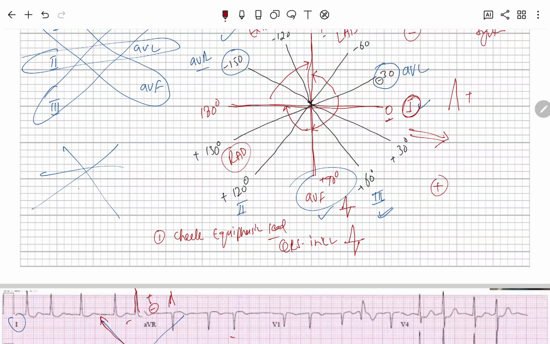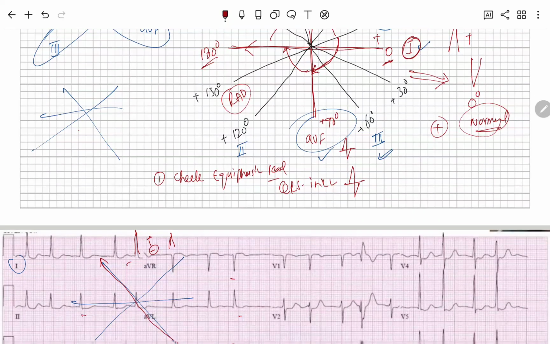If it was negative, we would have to move to the other side. If the QRS complex direction was negative, we would have to move to 180 degrees. Since it is positive, we consider the area where the lead is placed, which is 0 degrees. So it is falling between minus 30 to plus 90. This means it has a normal axis, right? So this is a normal axis.